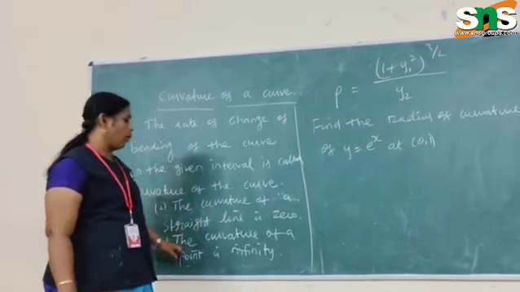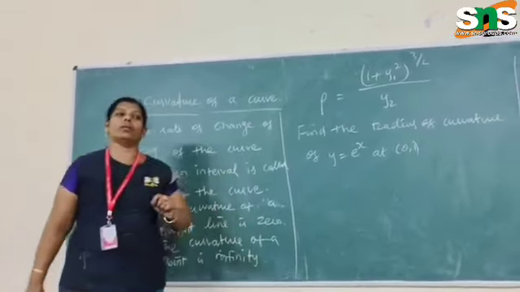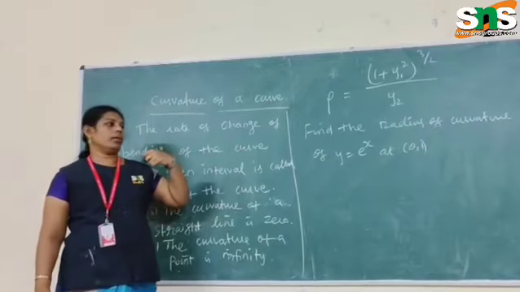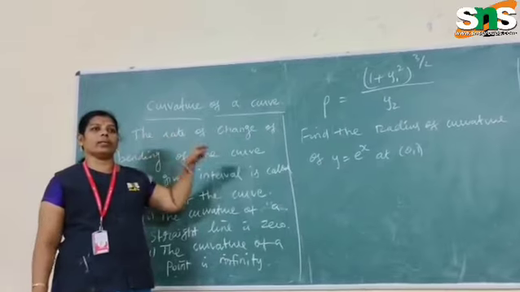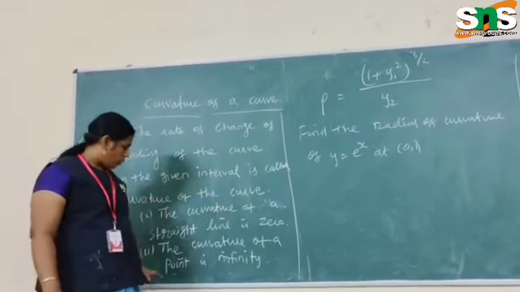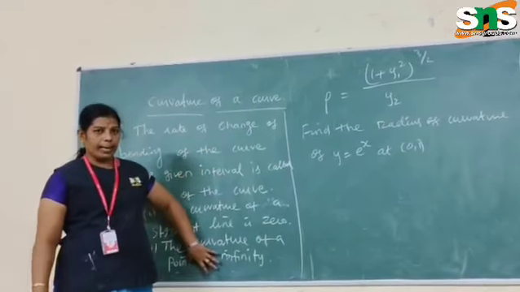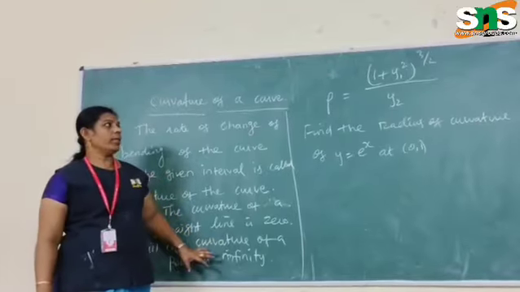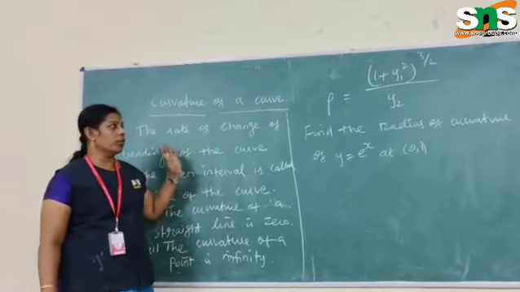And then the curvature of a point is infinite. Draw a curve, infinite times bending on this curve. Therefore, the curvature of a point is infinite. These two points are very important in the curvature of the curve.